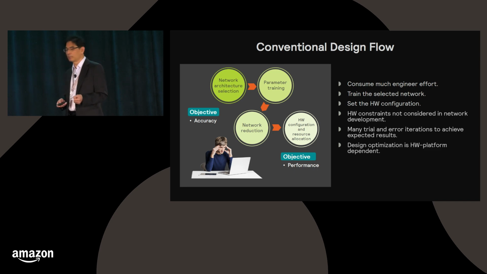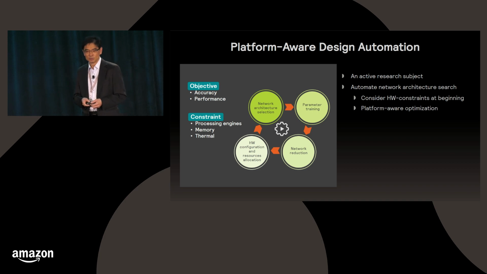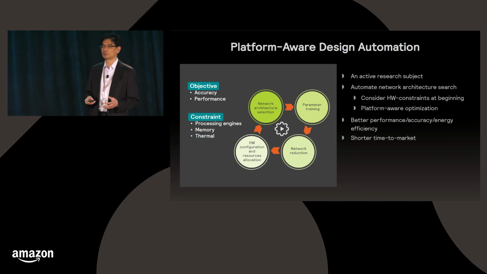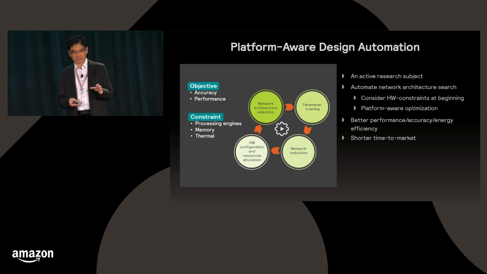So there's a better way to do this. A better way is to develop an algorithm that can do the design automation. And the design automation is platform aware. So with this approach, at the beginning we provide the objective in terms of accuracy and the performance. At the same time, we also give the constraint of the hardware.